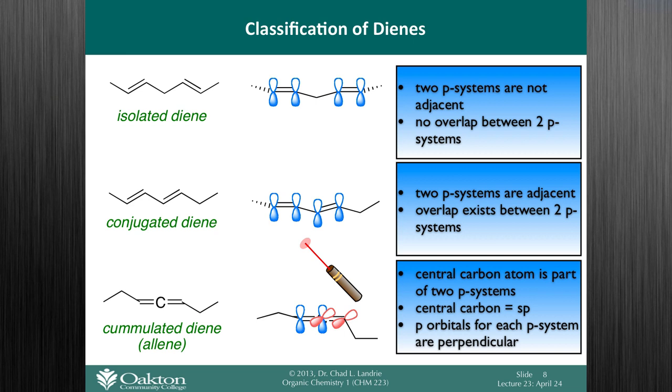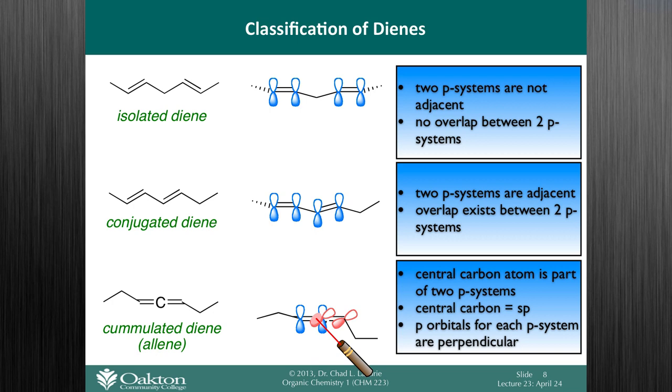In a cumulated diene, there's a central carbon atom involved in two separate pi systems. In this case, the blue p orbital and the red p orbital are perpendicular to one another. They themselves do not overlap. Because they're not overlapping, the system then cannot be conjugated. The electron density in the red pi system is not delocalized with the electron density in the blue pi system.